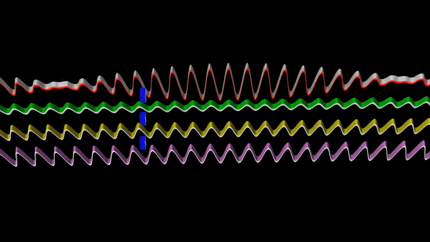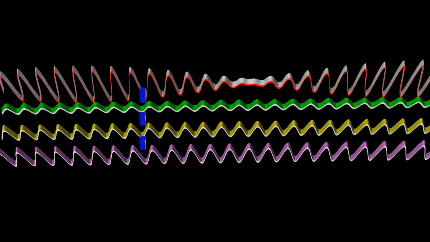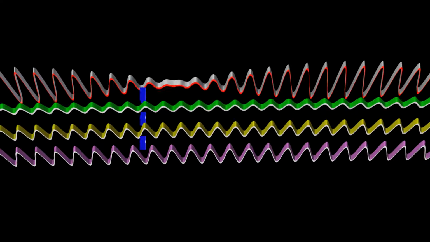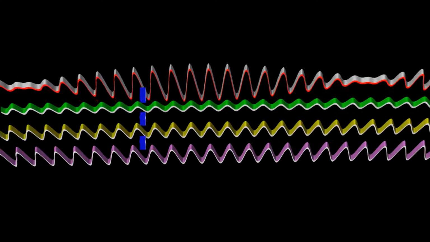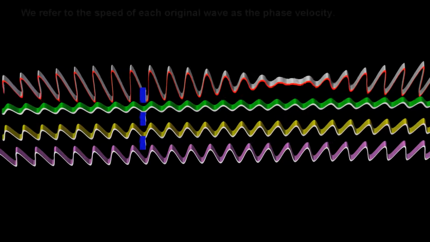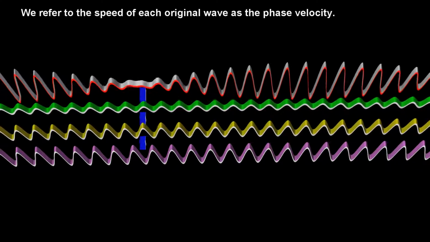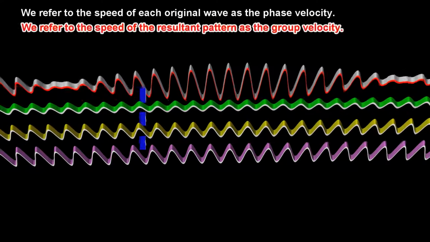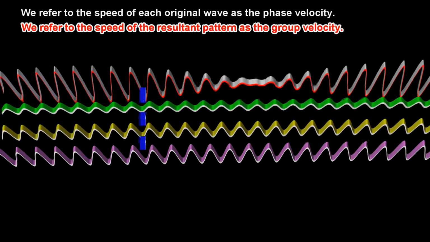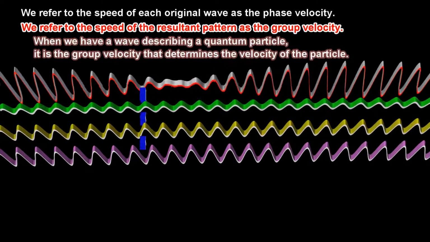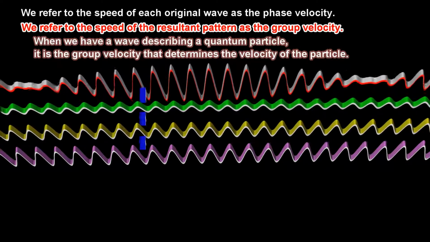As we move the two other waves, notice how the sum of all the waves changes. The resultant pattern moves at a different speed than the original waves. We refer to the speed of each original wave as the phase velocity. We refer to the speed of the resultant pattern as the group velocity. When we have a wave describing a quantum particle, it's the group velocity that determines the velocity of the particle.